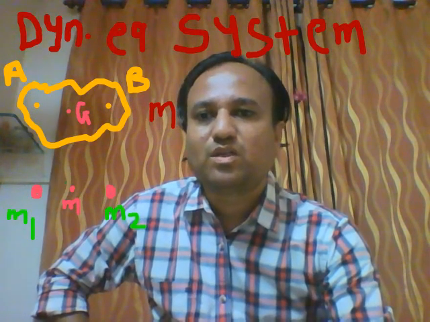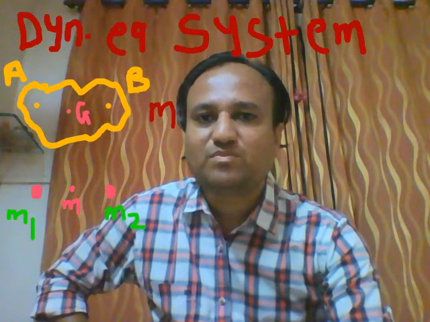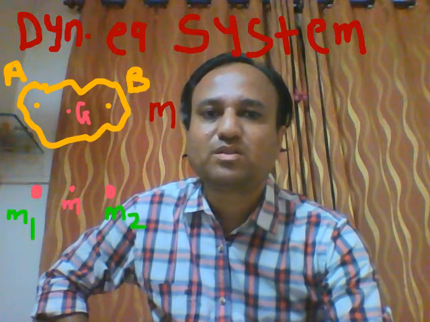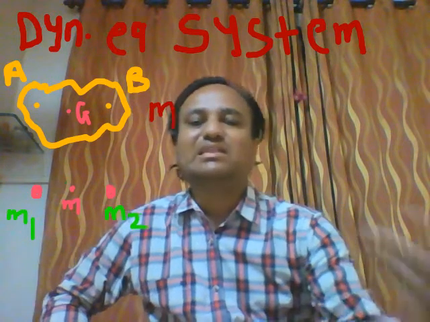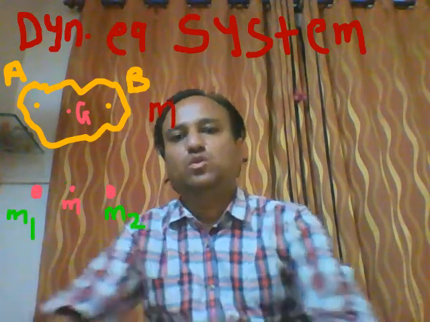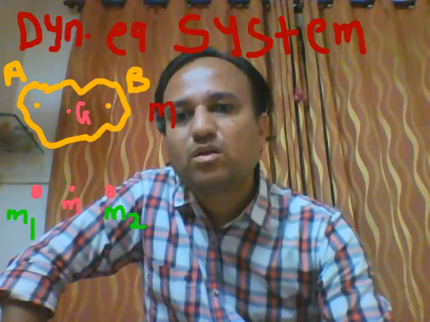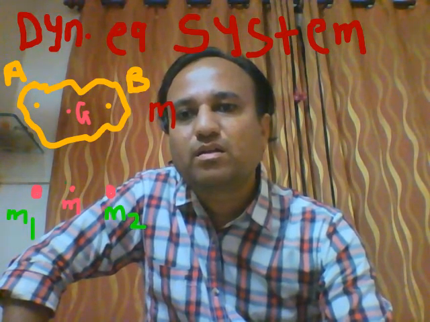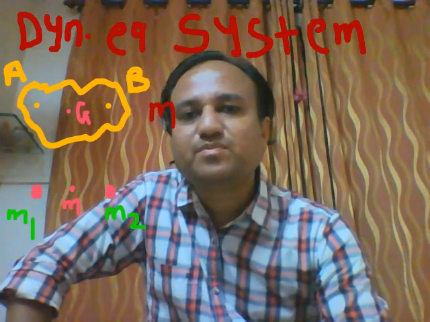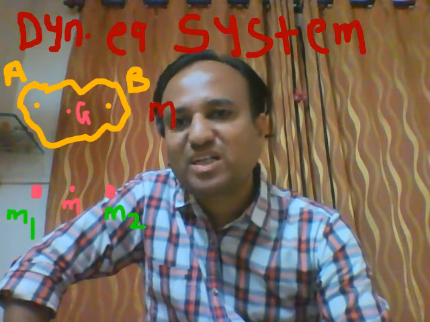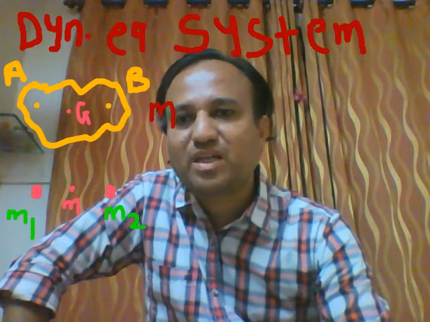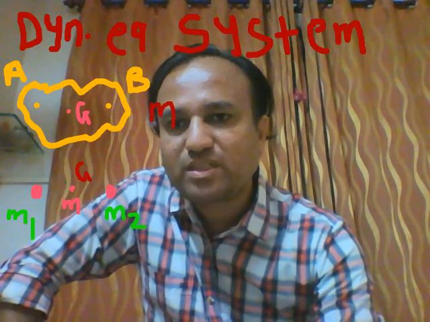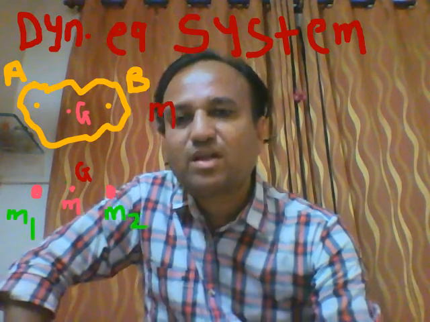So m1 and m2 are the respective masses of the first point and second point. Let this rigid body have a concentrated mass, that is mass m at Cg. This is Cg. I will mention G as the center of gravity.